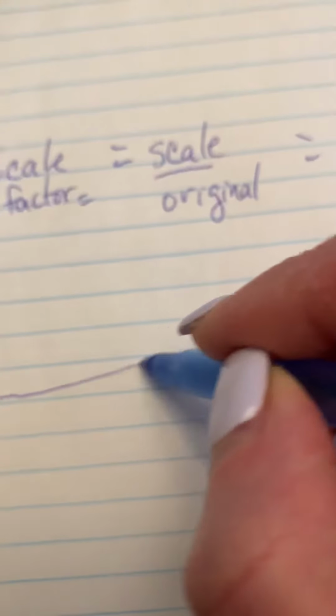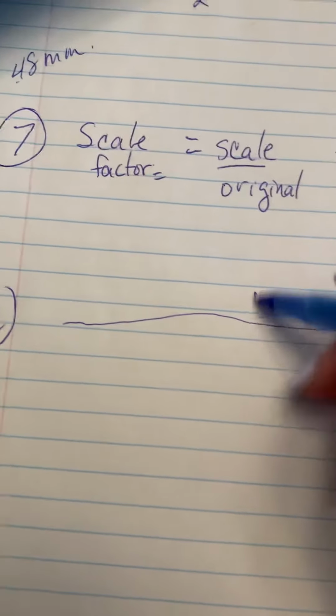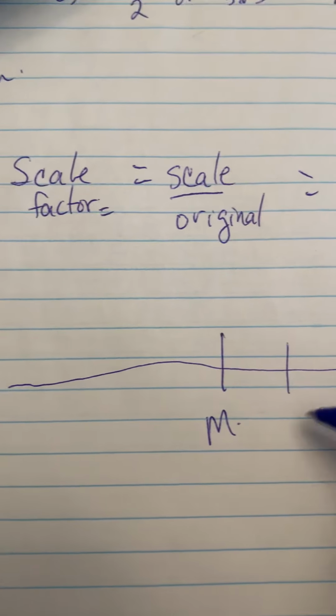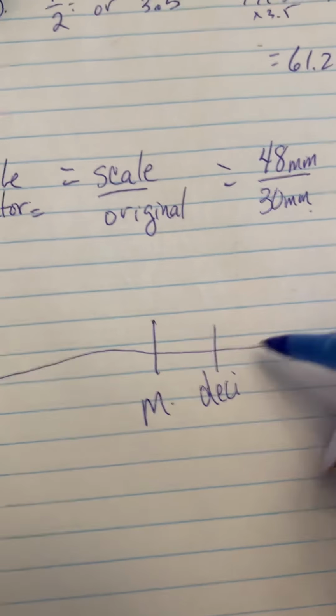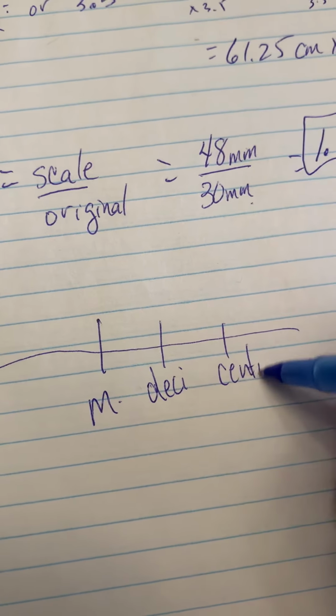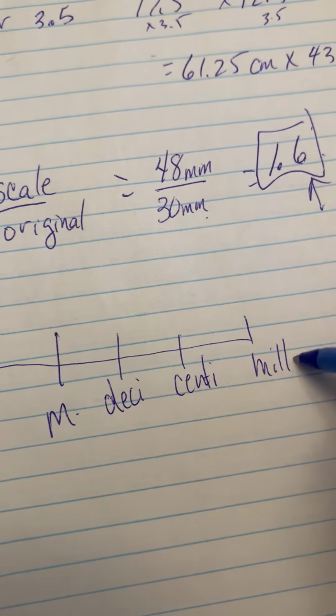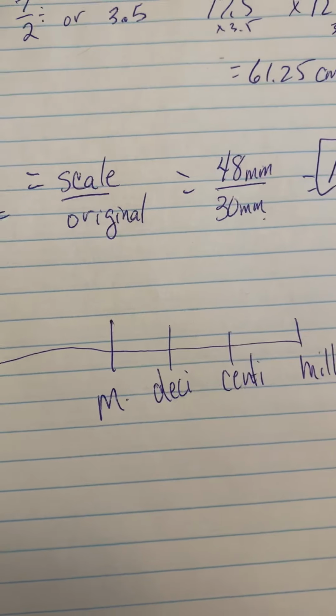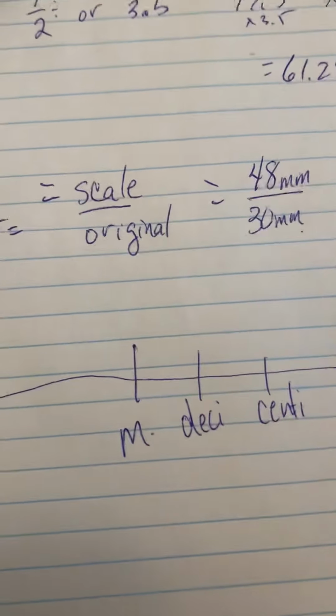So let's just have a flashback. Well, that's the worst line I've ever drawn. Okay, meters is in the middle. We have decimeters, we have centimeters, and we have millimeters. Okay, so I'm going to put everything in meters. I just decided to do that today.